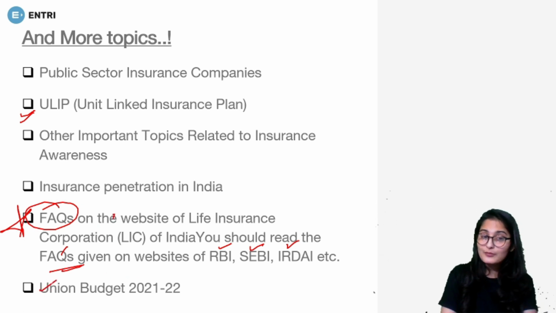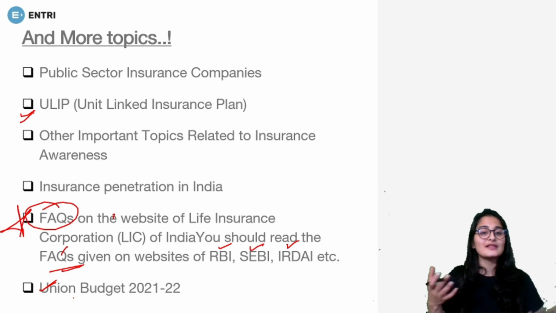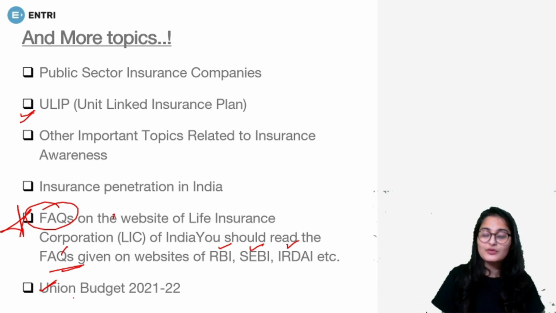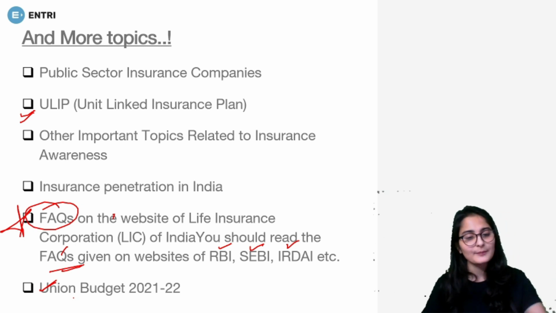Then we have the union budget. That is again very important. What has recently happened in the budget? What are the developments? Especially this time, there's a lot of upheaval that has happened in the budget. So you have to study about the budget also, or a brief, not exactly you have to go in details and study one and every line, but a brief brushing up of all of these is required.